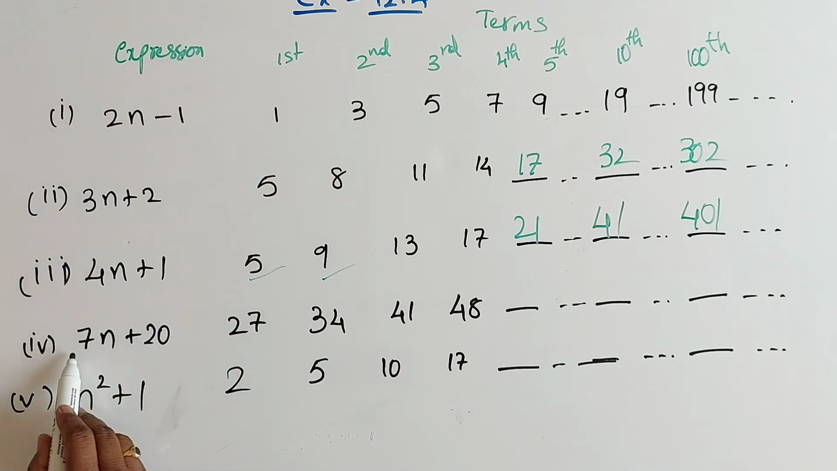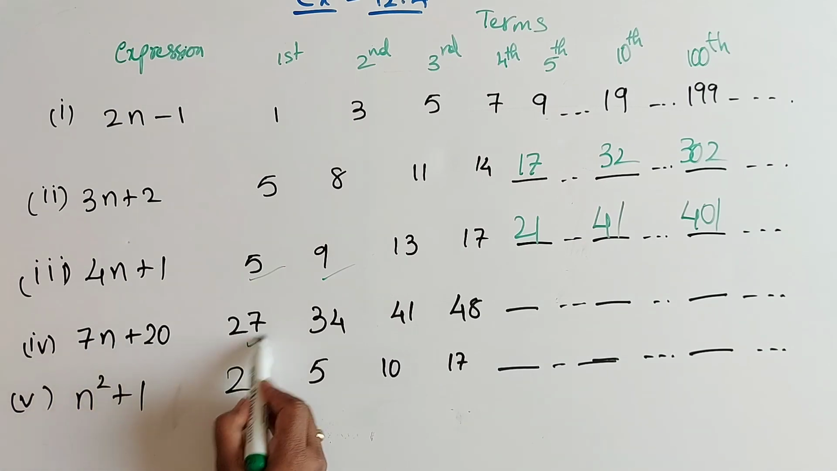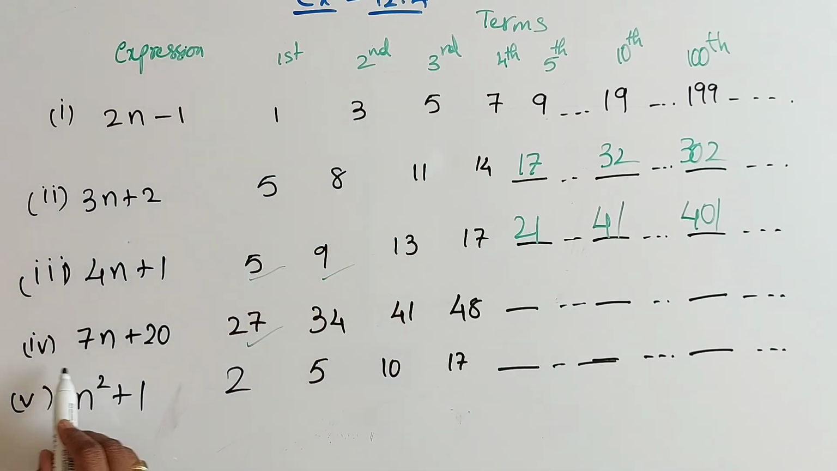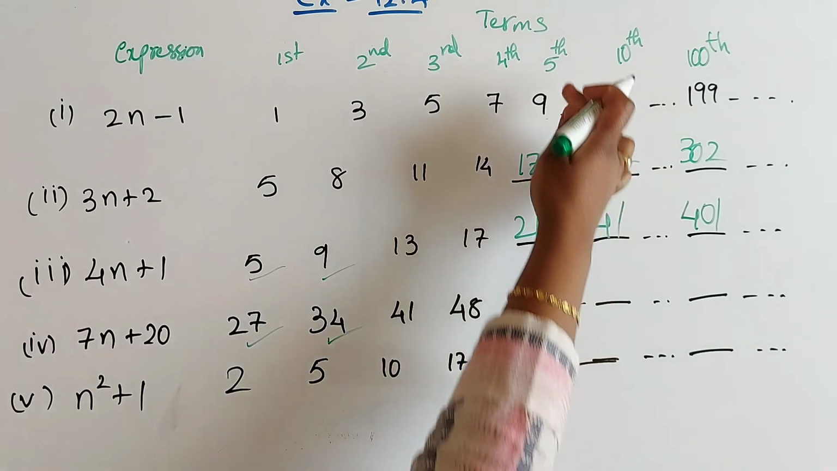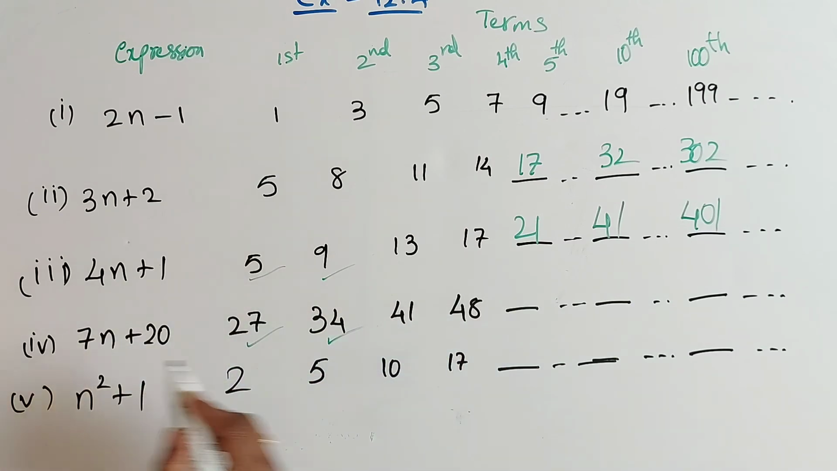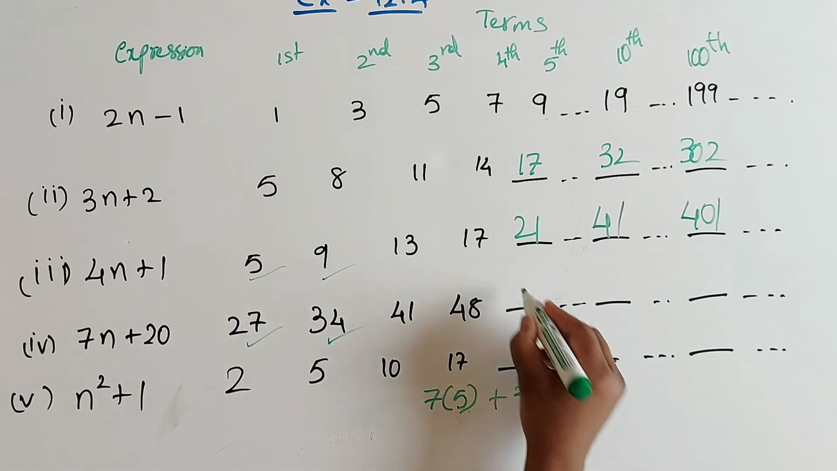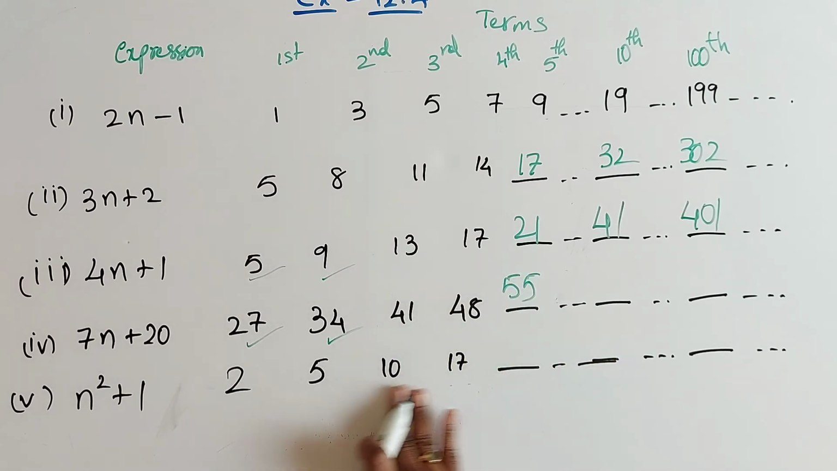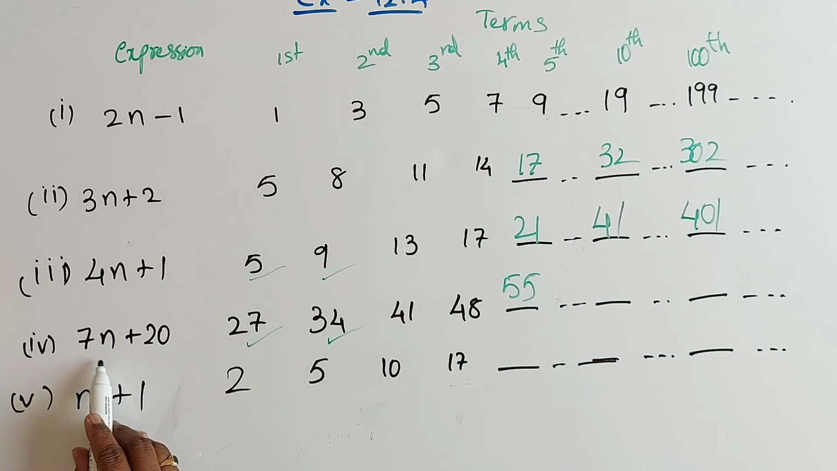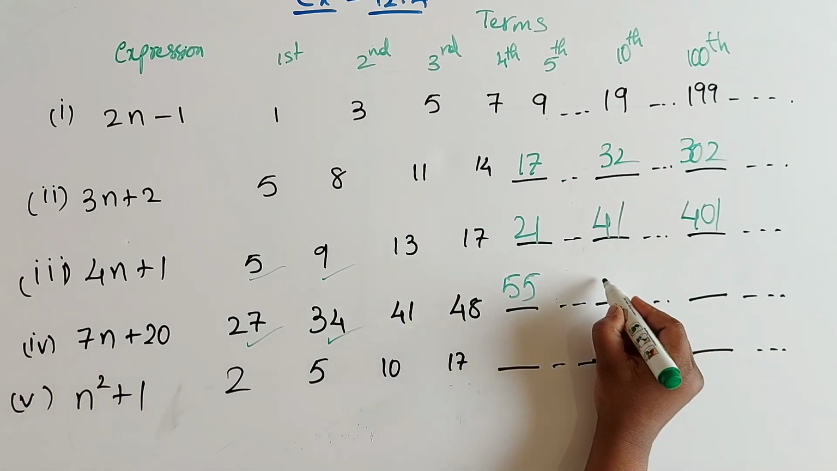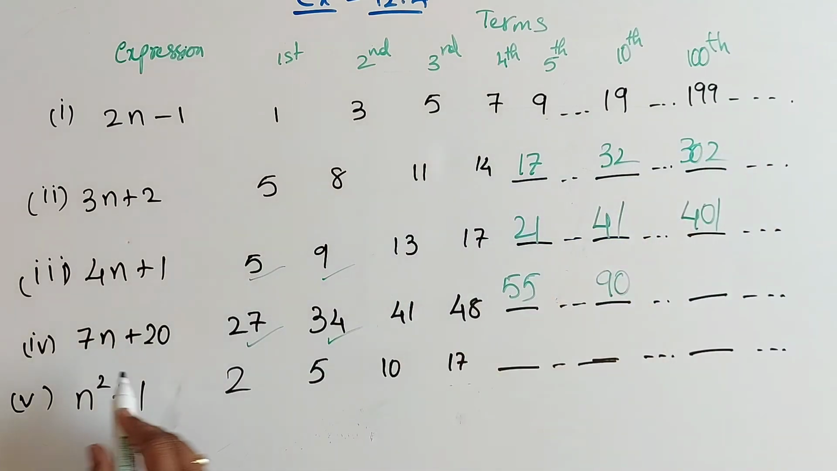If n equal to 1, 7 into 1, 7 plus 20, 27. Correct. If n equal to 2, 7 2s are 14 plus 20, 34. Correct. So on, they are asking fifth term. That means n equal to 5. 7 5s are 35 plus 20, children. It is 55. Now 10th term. If n equal to 10, 7 into 10, 70 plus 20, 90. If n equal to 100, 7 into 100, 700 plus 20, 720. This is the pattern. Now fifth one, n square plus 1, children.